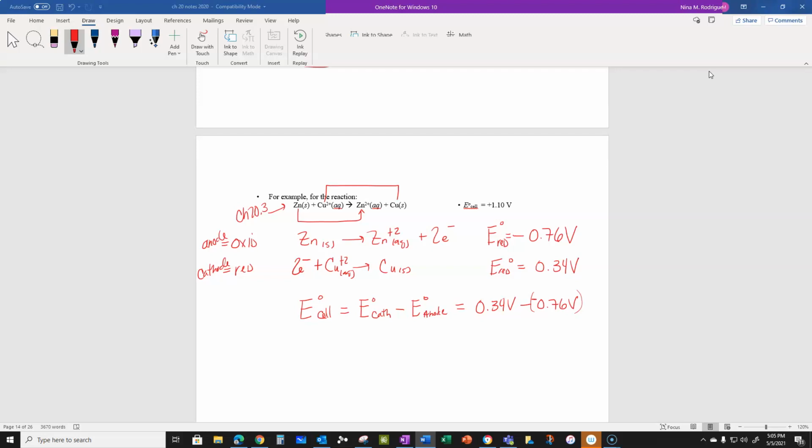So when you plug that into the calculator, ladies and gentlemen, our E cell is positive 1.0 volts, and that is a good cell. So is it thermodynamically favored? Absolutely, since E cell is positive. So when we calculate delta G, we know our delta G will be negative, okay? So when we actually get to that calculation.